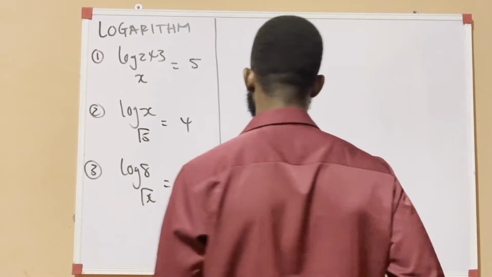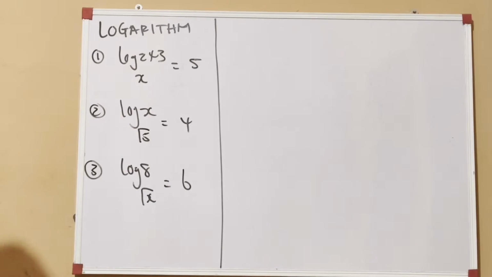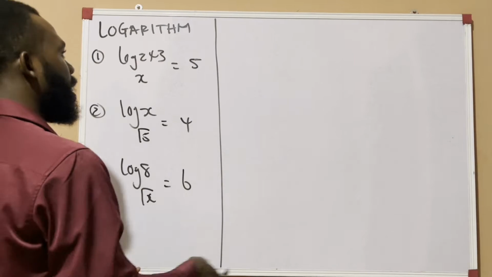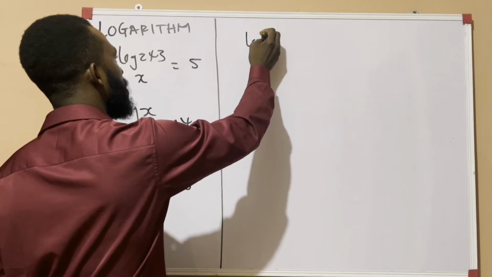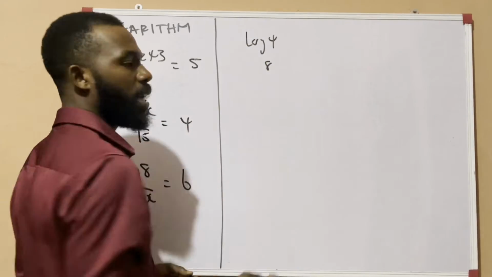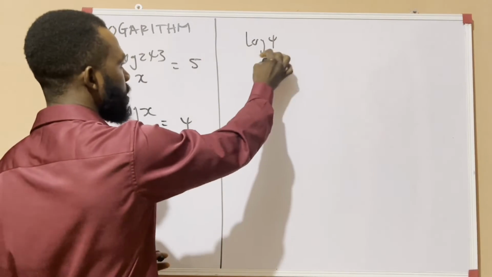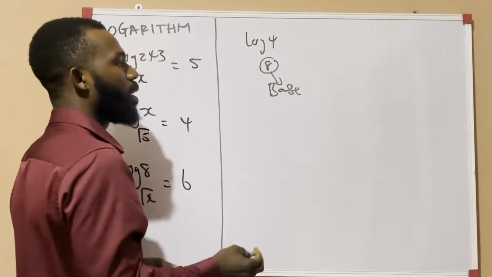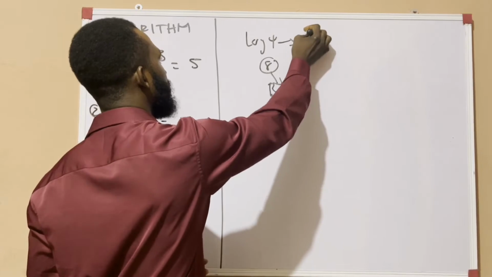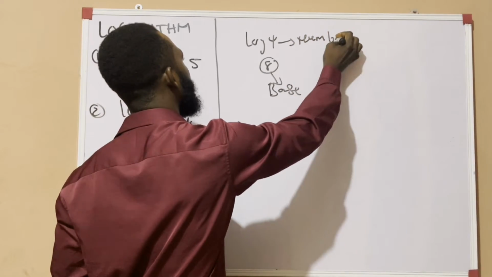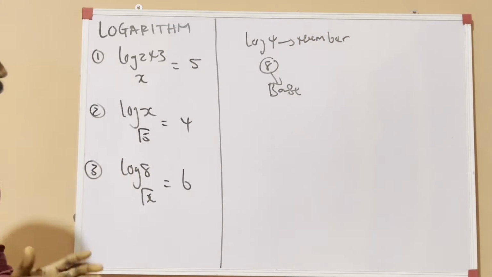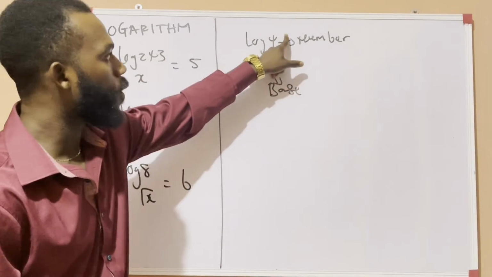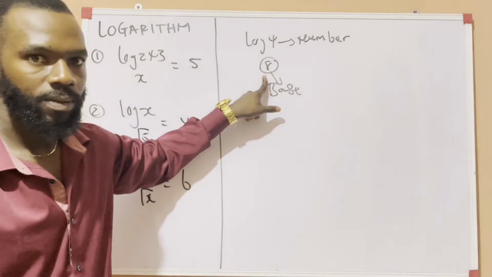Now what we are going to do now is this. First of all, when you have a log like this, log 4 base 8, 8 here is referred to as the base, and 4 here is referred to as the number. So here you pronounce this log 4 to the base of 8.